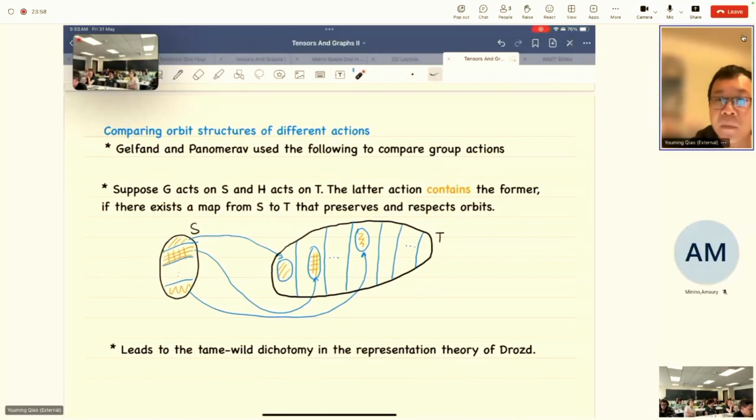So this is the containment relation between group actions, and they proposed it in the context of representation theory of associated algebras. And this definition also leads to the so-called tame-wild dichotomy in the representation theory by Drozd. Okay, so that's the containment relation between group actions.